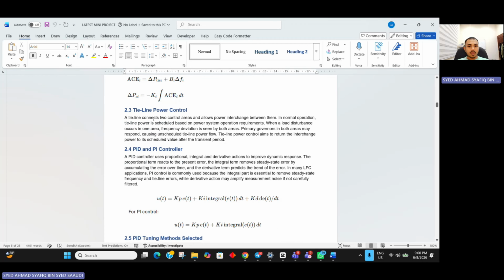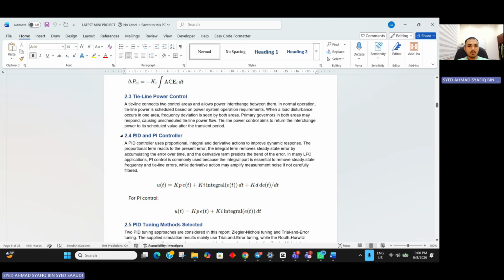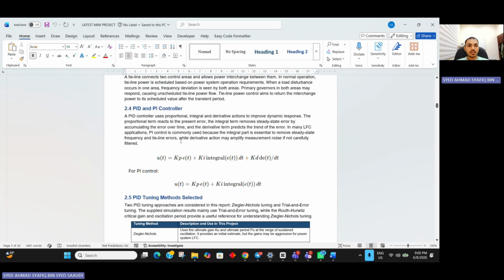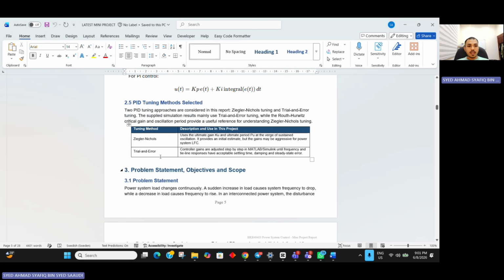Also in this report, we are talking about the power control related to LFC and AGC, and also PID and PI controllers, proven by calculation and simulation using MATLAB. So these are the PID tuning methods that we used. First is Ziegler-Nichols, and the second one is trial and error.